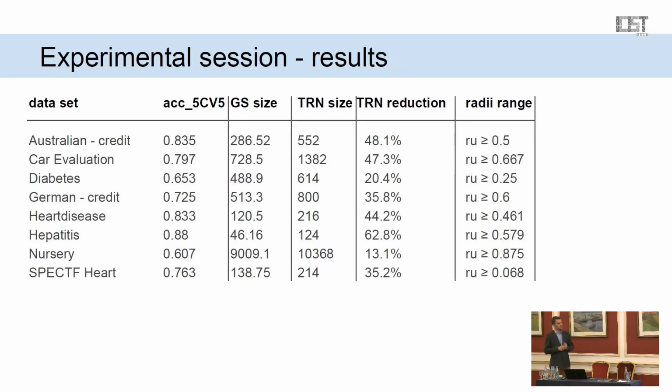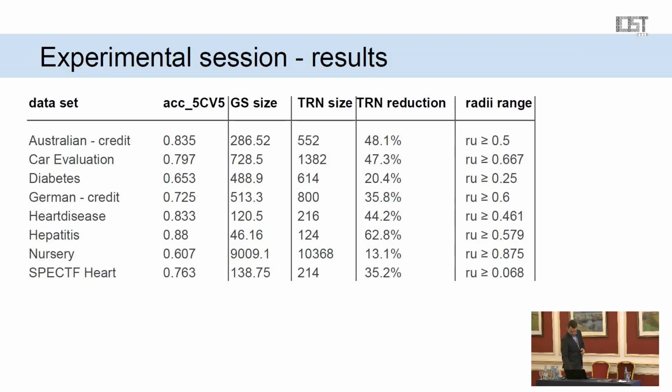And as a result, as you can see, in the first column we have our accuracy of the cross-validation 5 method, then the mean granular size, then the training dataset size, and the percentage of objects that have been reduced from this final dataset, from the initial dataset, and the radius range that could be used to obtain the optimal accuracy and prevent overfitting.